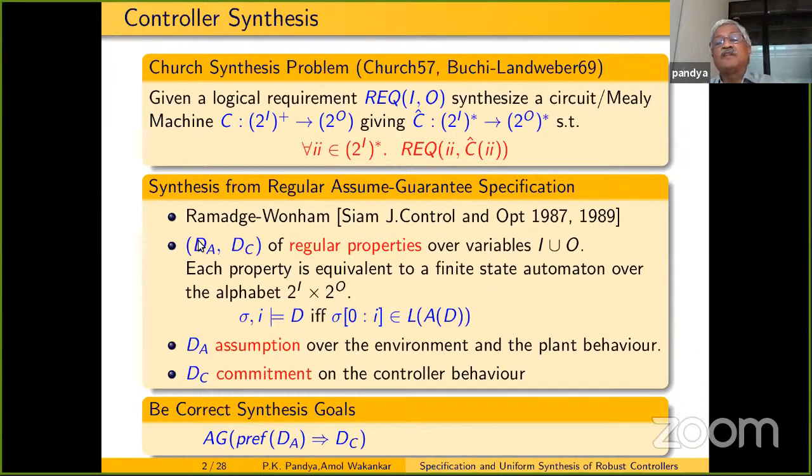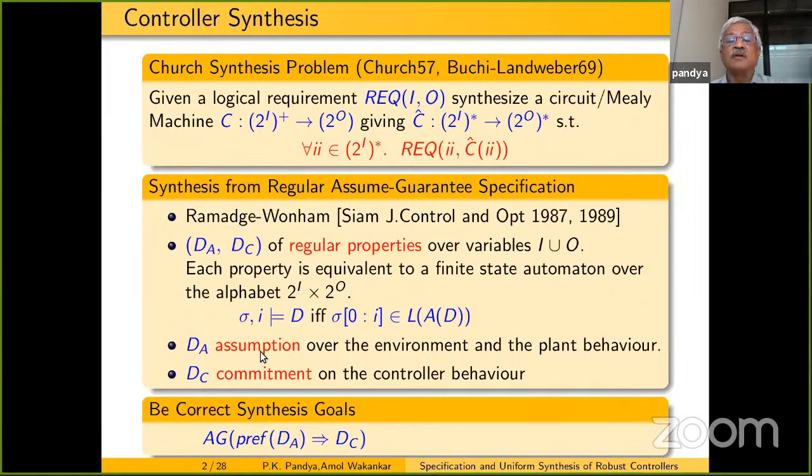That is, you can think of this as a DFA, which is observing the system inputs I as well as the system outputs O, and at every clock cycle, it will either be in an accepting state or a rejecting state. It will be giving out a green light or a red light. And as the system evolves, it will be giving out green light or red light at every point. And this automaton is finite state. So in Ramadge and Wonham's work, DA and DC were actually such finite state monitor automata, right?